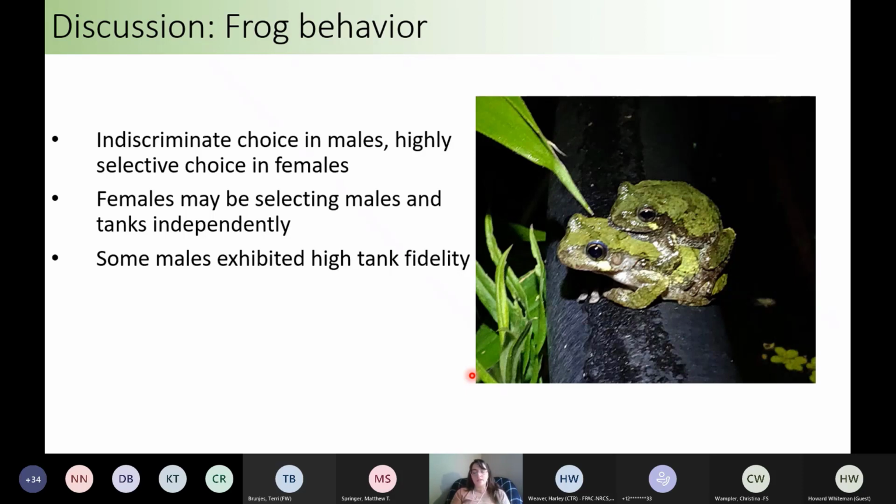Something that was observed in the field was that when a female was observed in amplexus with a male, there were not actually eggs deposited in that tank. They were in different tanks the next day. So what is possible is that the females are first selecting for males, and then once they initiate amplexus, they actually move to the tank of their choice. So the male choice kind of has nothing to do with it, which I think is really interesting in the case of this experiment. Something else to note is that some males exhibited really high tank fidelity. That just means that we were finding the same male at the same tank across multiple nights.